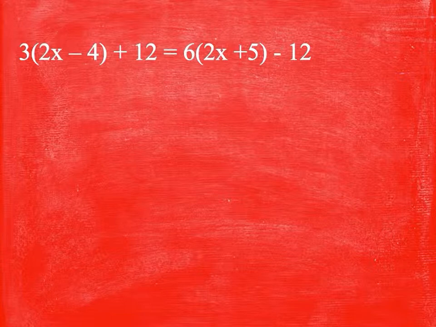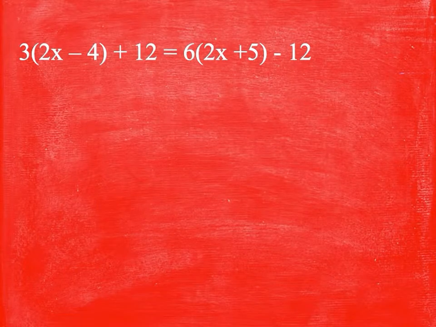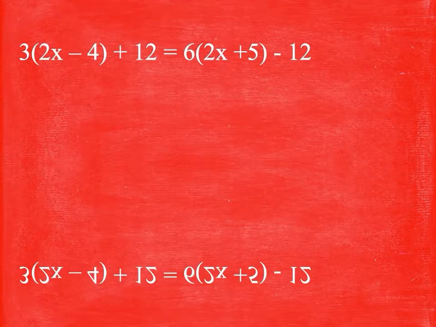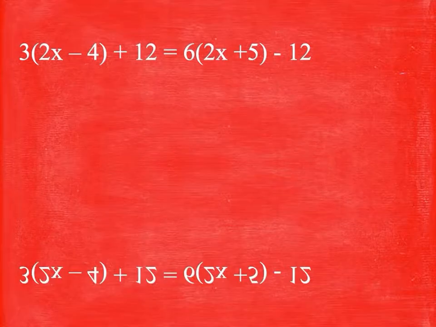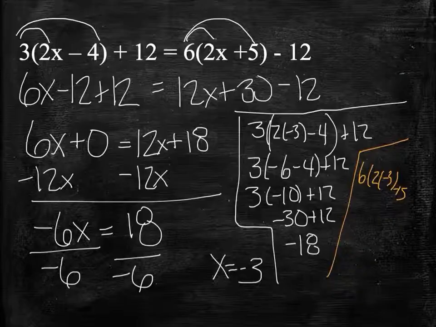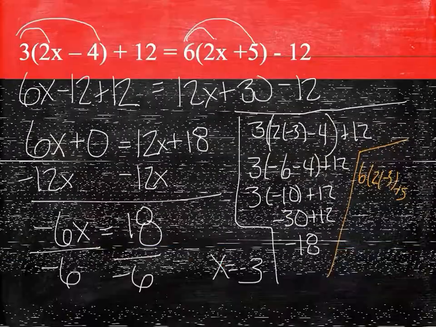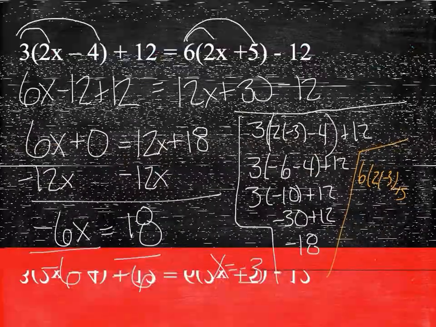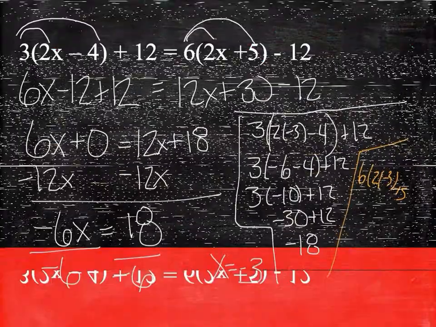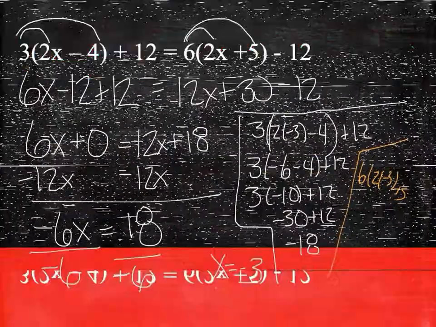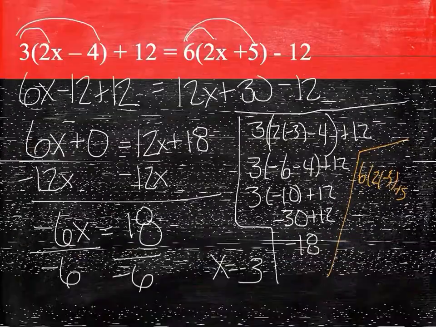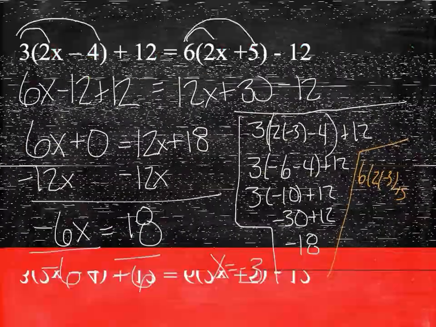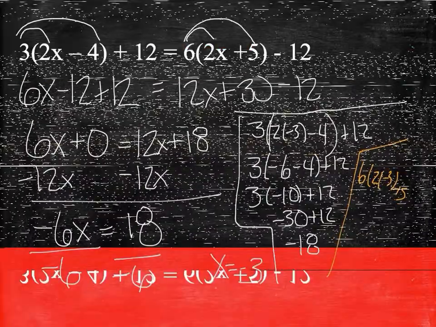Alright, I'm running out of room, so let's see if I can squeeze it in right in here. Alright, I'll go 6 times 2 times negative 3 plus 5 minus 12. So let's see if we can finish this out. So 2 times negative 3 is negative 6 plus 5. That is negative 1. So we have 6 times negative 1 minus 12. That is negative 6 minus 12. And that equals negative 18. Negative 18 equals negative 18. So x equals negative 3 is my answer.